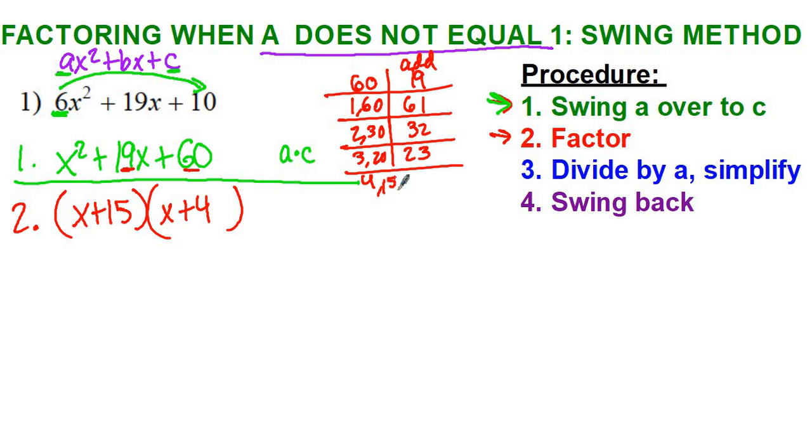But 4 times 15 does work because that adds to 19. Okay, so that's step 2. So we swung it over, we factored. Okay, now here's the problem though.